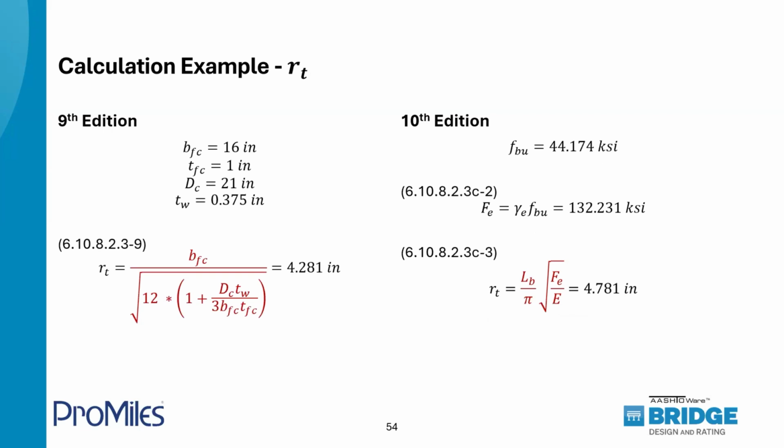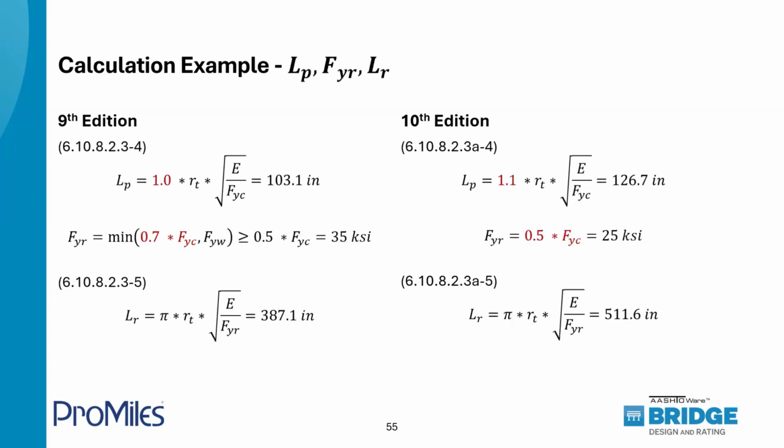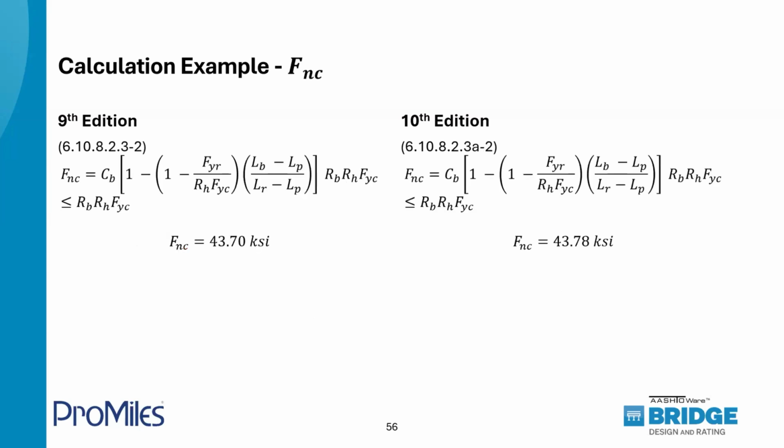For the radius of gyration, the equation is going to be completely different between the 9th and 10th edition. The 10th edition is going to be a function of that gamma e factor. For Lp, the coefficient has changed from 1.0 to 1.1. For Fyr, the coefficient changed from 0.7 to 0.5, which does give a significant reduction in that Fyr stress. And that carries through to differences in the computed Lr as well.